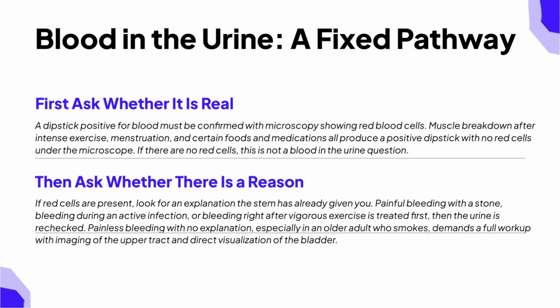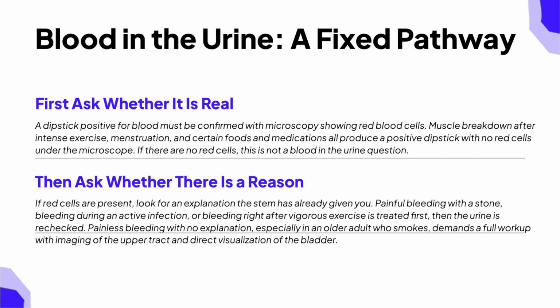Now let's build a fixed pathway for blood in the urine. First, ask whether the blood is real. A dipstick positive for blood means nothing until microscopy confirms red cells. Muscle breakdown after intense exercise, menstruation, and certain foods and medications all light up a dipstick with no red cells present. If there are no red cells, this isn't a hematuria question, and the answer usually involves recognizing the imposter.